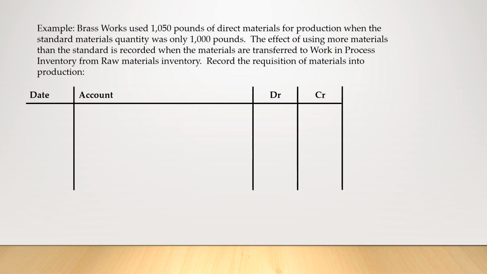The entry to record materials put into production is a debit to work in process inventory and a credit to materials inventory. Materials inventory will be credited for the actual quantity times the standard price. Again, the actual quantity of brass taken out of this account needs to be reflected, and since it was put in this account at the standard price, it needs to be taken out of this account at the standard price. The calculation will be 1,050 pounds times $5 per pound.